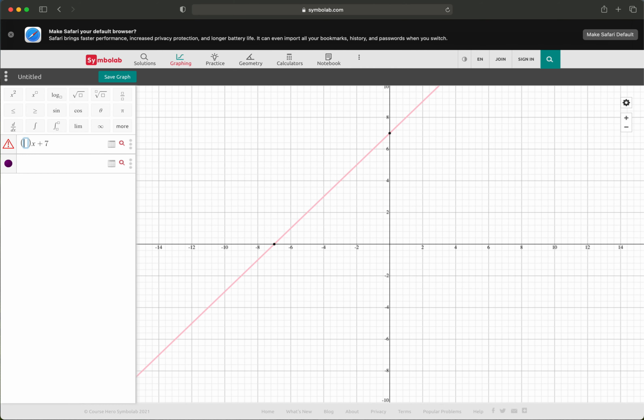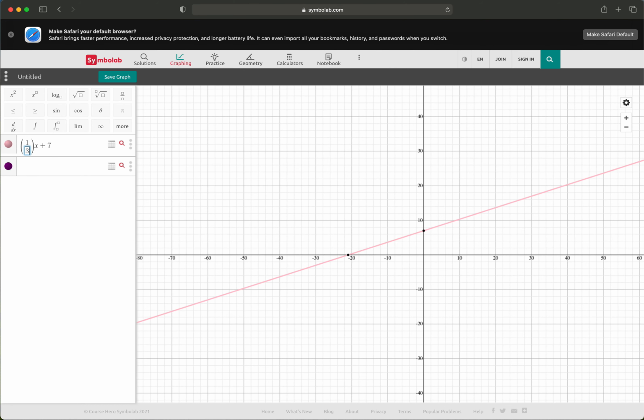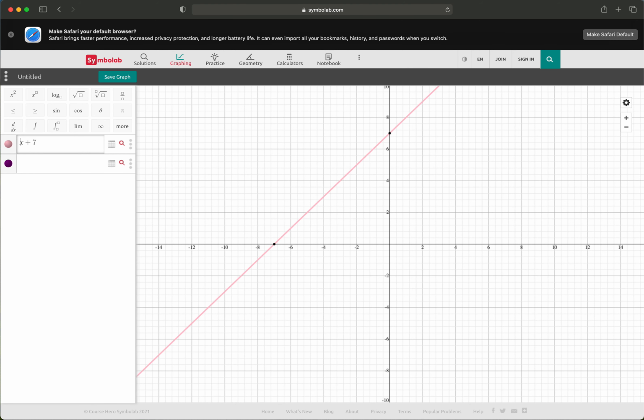Sometimes the slopes are fractions. So this means we go over to the right 3 boxes, and then we go up 1. So that slope is still positive, but it's smaller than if the slope was 1. So if the slope is 1, then you go over 1 to the right, you go up 1.